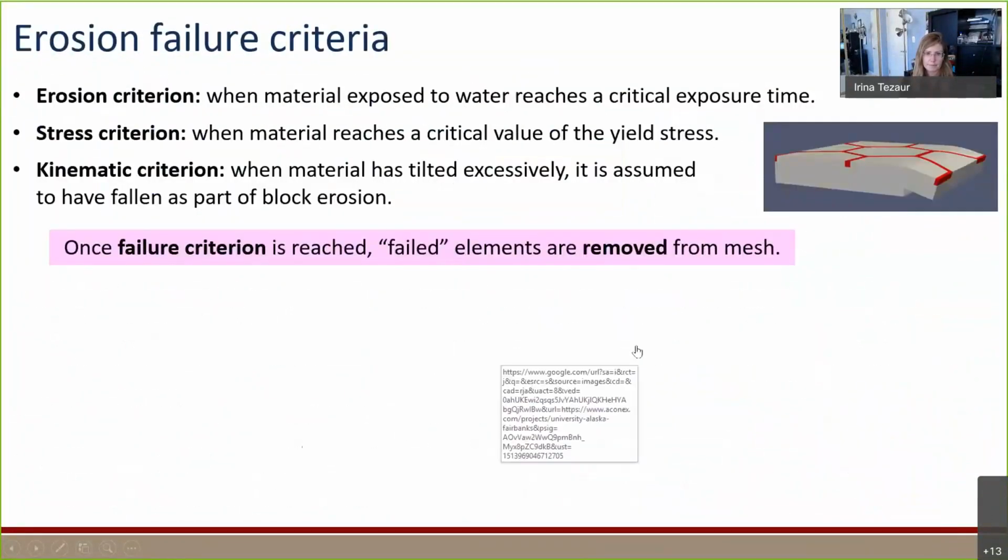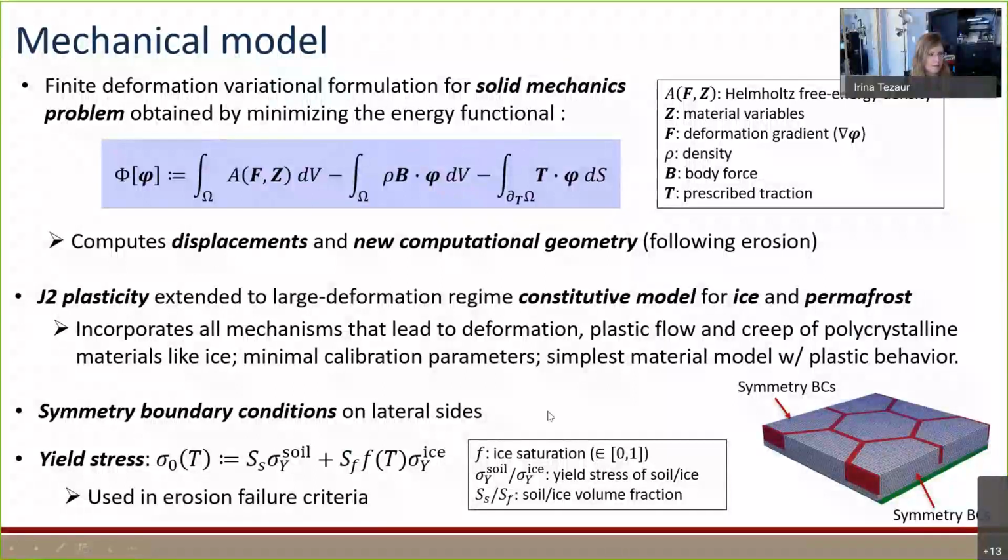on the next slide. Okay, so an important feature of our mechanical model is that it allows for the simulation of erosion by actually removing elements from the computational domain. And that's done based on several failure criteria, which are listed here. So the first removes material when it reaches a critical exposure time to water. Okay. The stress criterion removes material when it reaches a critical value of the yield stress. So that's this expression here on the previous slide.